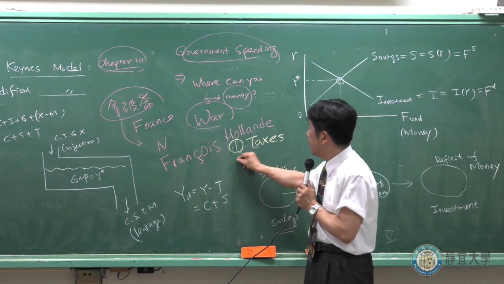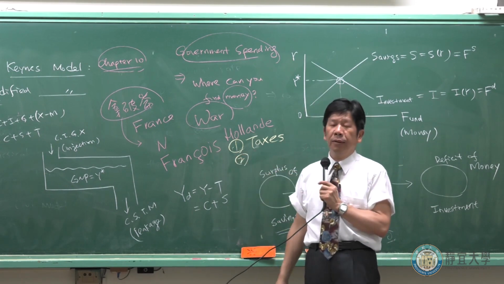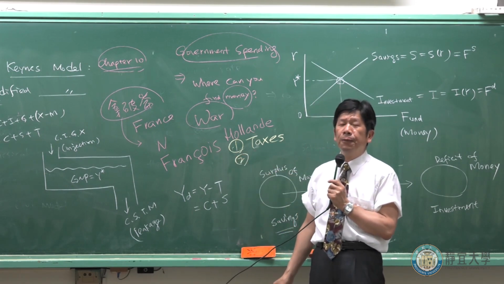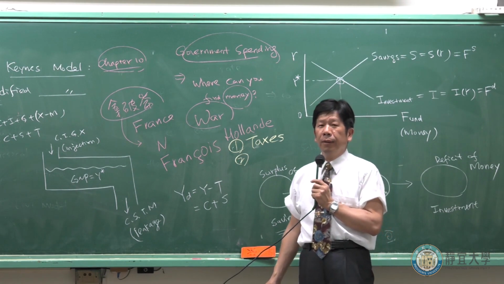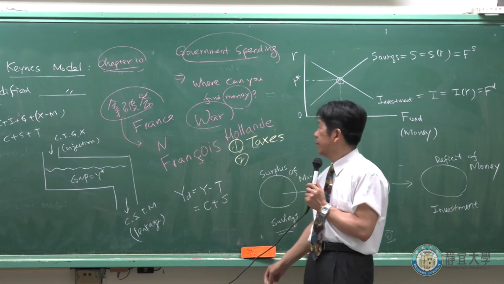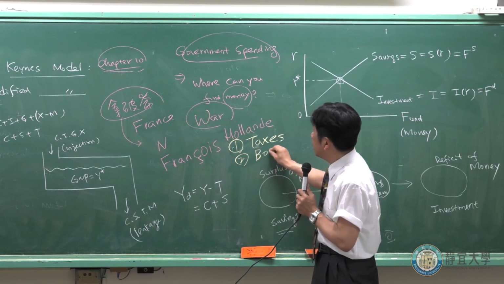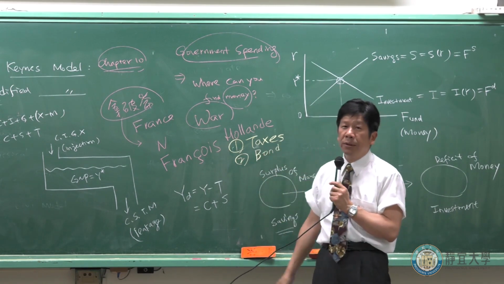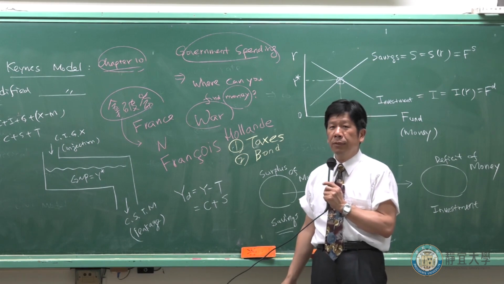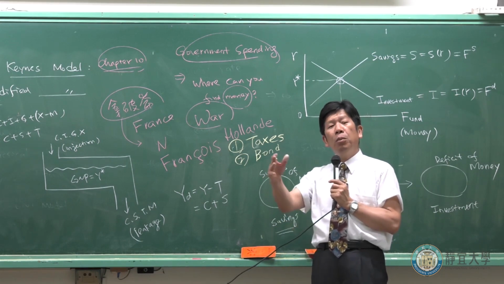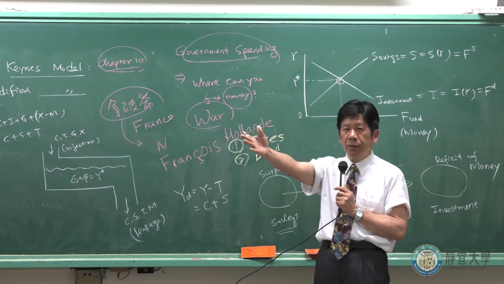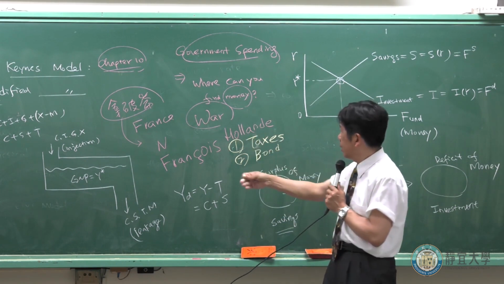And how about the second one? How to find money? Borrow from investors. Yeah, borrow. Maybe you can sell some bonds. Okay, let's borrow money from the private sector. Okay, and how about the third?